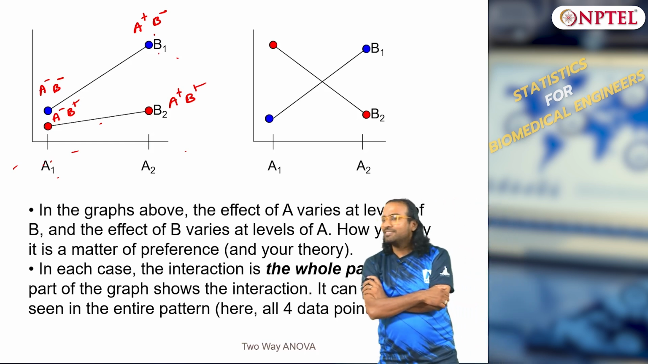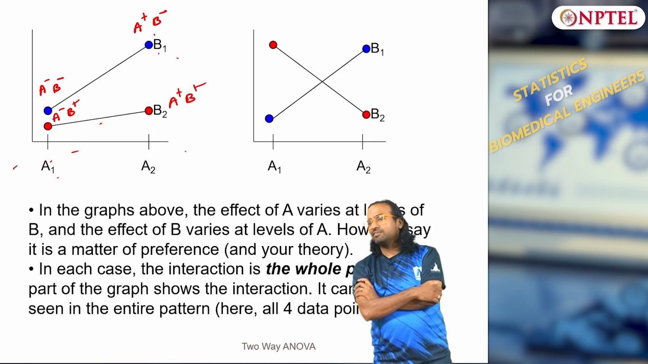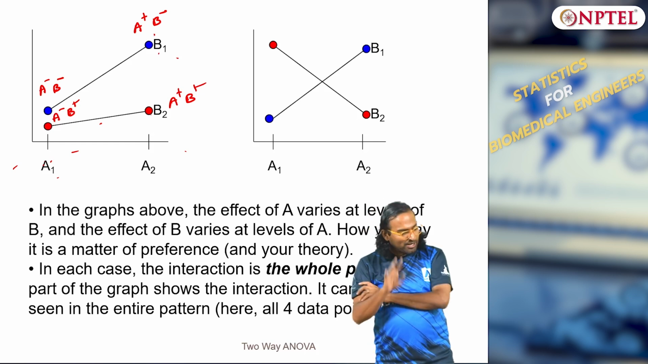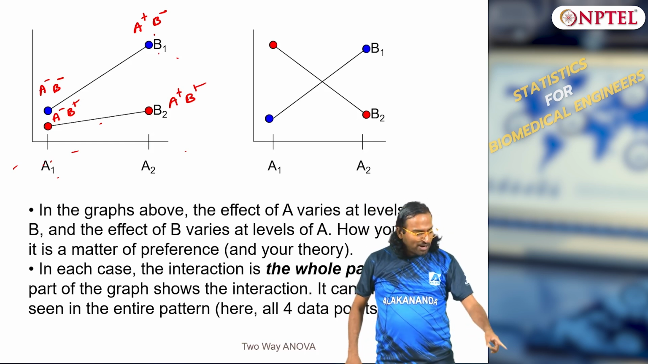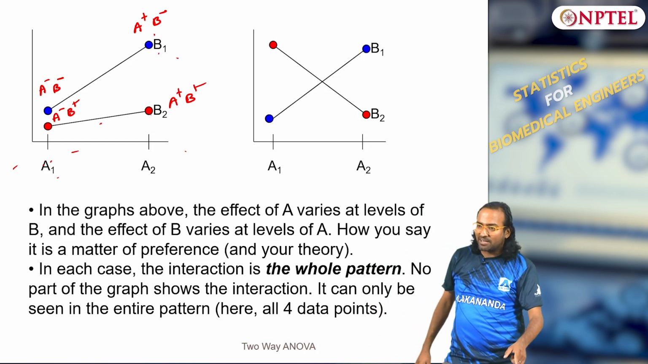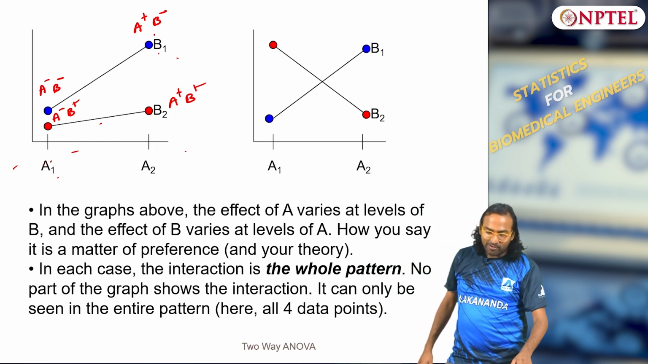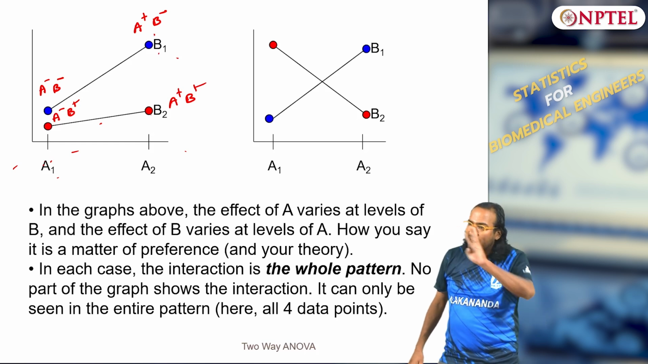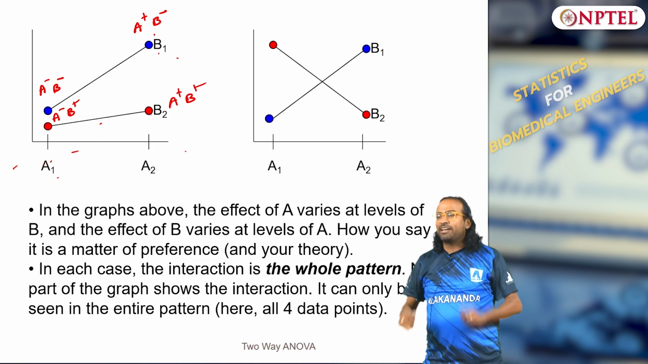Slope of what? Good, slope of what? There are 4 cases, and all possible combinations are represented here: A negative, B negative; A negative, B positive; A positive, B negative; A positive, B positive. 4 data points are there. What slope are you finding?